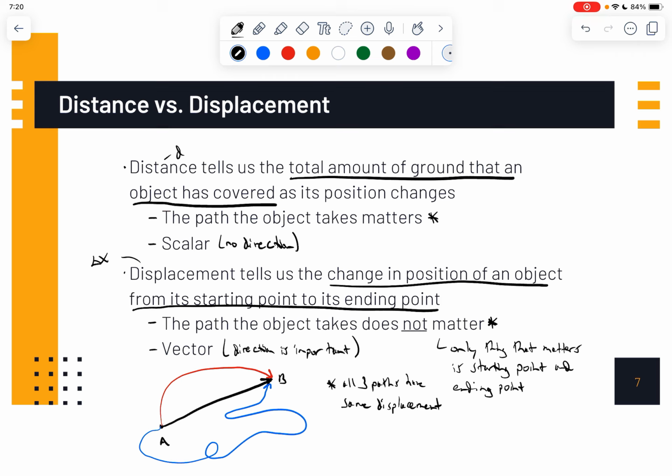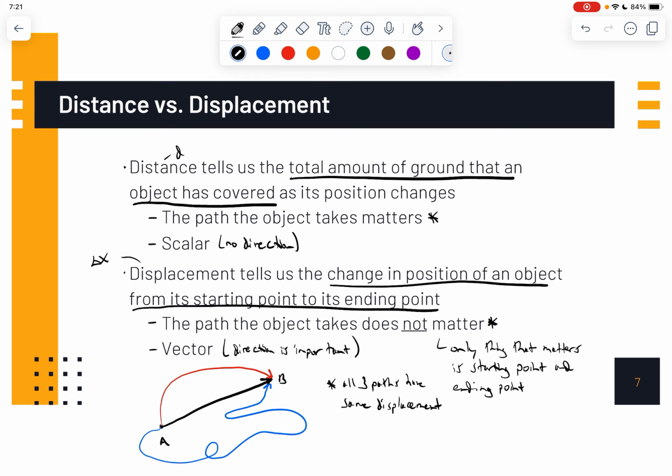And they have the same displacement because the starting point and the ending point are the same for all three. So our change in position is going to be the same. All three start at point A, all three end at point B. That change is the same for all three.